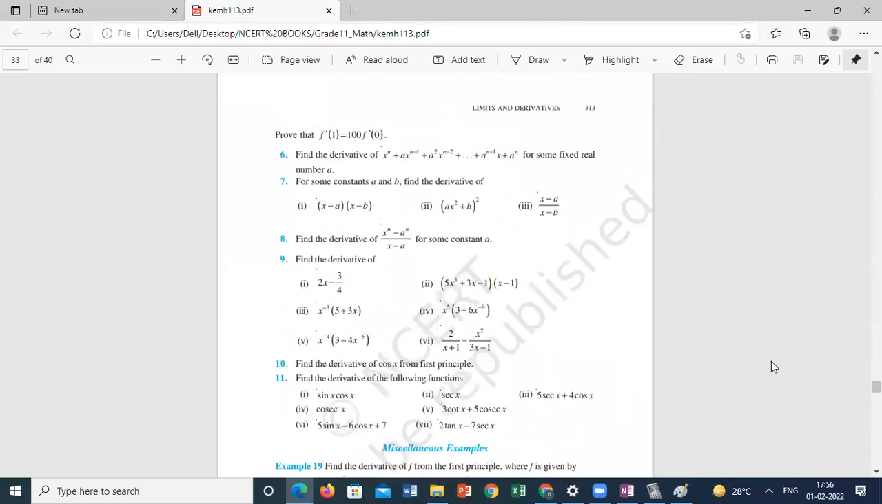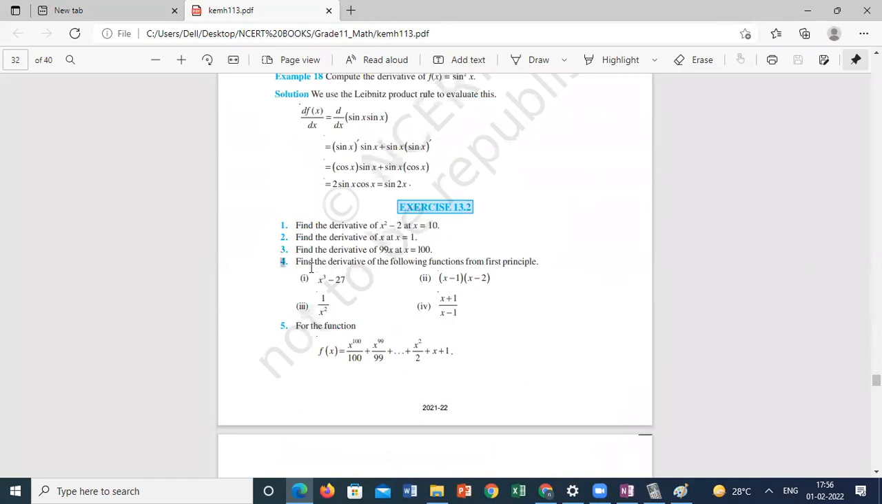Yeah, see these questions. We have done cos x. Find the derivative of cos x from the first principle. He is not asking for first principle. You can do it directly. I will tell you in the next class how to do it.